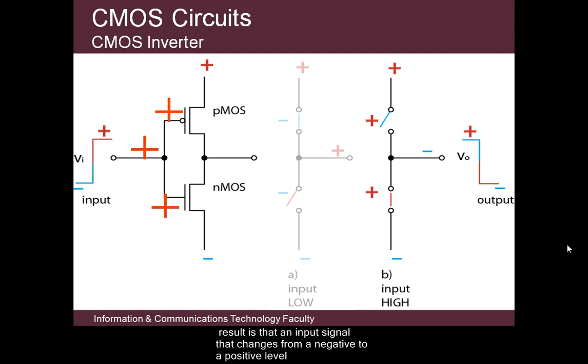The overall result is that an input signal that changes from a negative to a positive level will cause the output to switch from a positive to a negative value. The circuit has inverted the input signal. It only then remains to label the negative level as 0 and the positive as 1 to give a Boolean logic inversion operation.